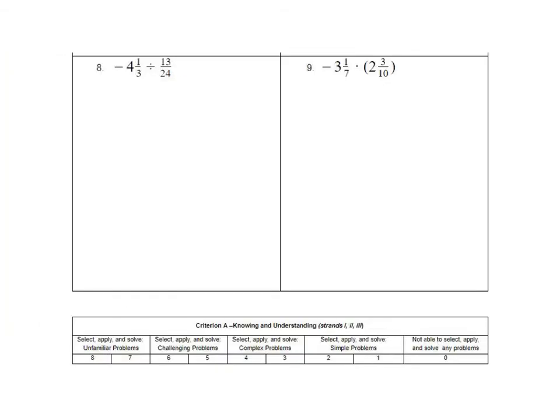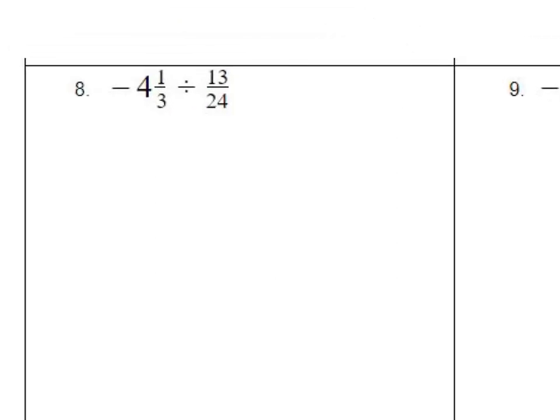Next, I have a mixed number divided by a fraction. So I need to change my mixed number into an improper fraction. The best way to do that is to multiply the 4 times the 3, which is 12. So that tells me that there are 12 thirds in 4 wholes. Okay, so that means I have 4 wholes plus a third.